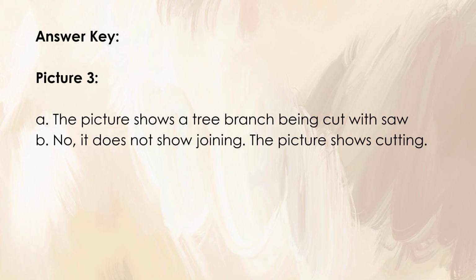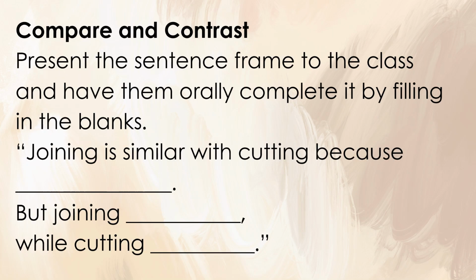Answer key for picture number 3. A. The picture shows a tree branch being cut with a saw. B. No, it does not show joining. The picture shows cutting. Good job, kids!